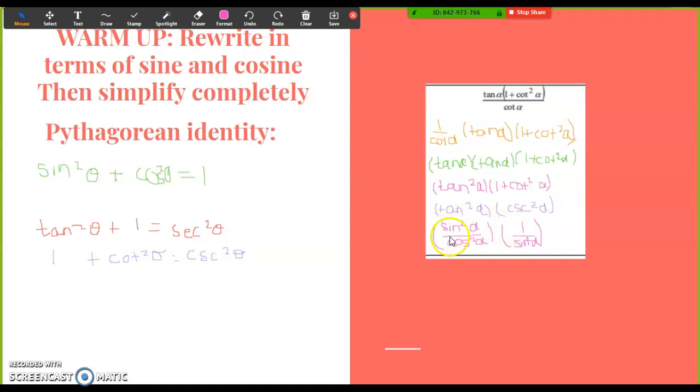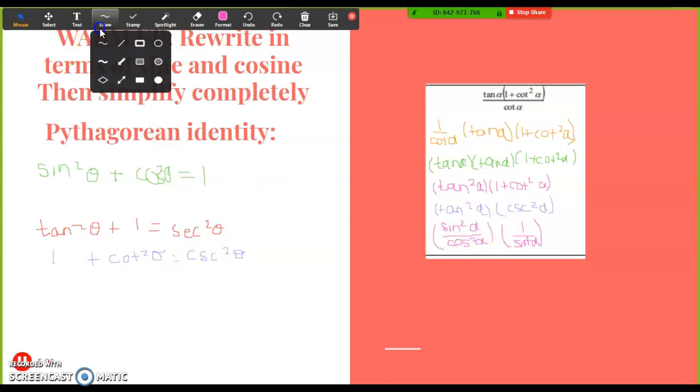Okay, now my next step is I just rewrote these in terms of sine and cosine, which is what we need to do. So I know that tangent squared of alpha is just sine squared of alpha over cosine squared of alpha, and that the cosecant squared of alpha is just 1 over sine squared of alpha. Now, guys, let's go ahead and simplify this. What can we do to simplify it? Well, if we multiply this out, we would end up with the sine squareds canceling. So we just have 1 over cosine squared of alpha.